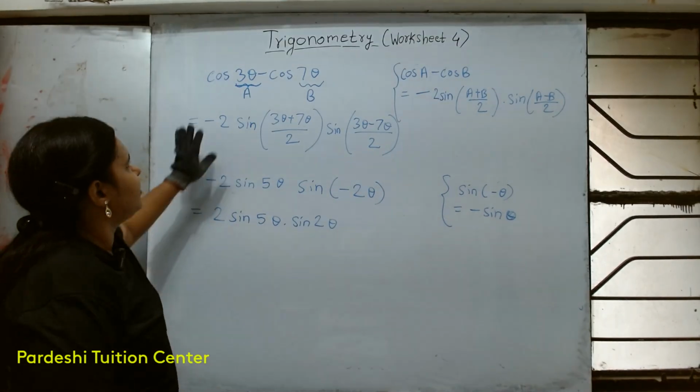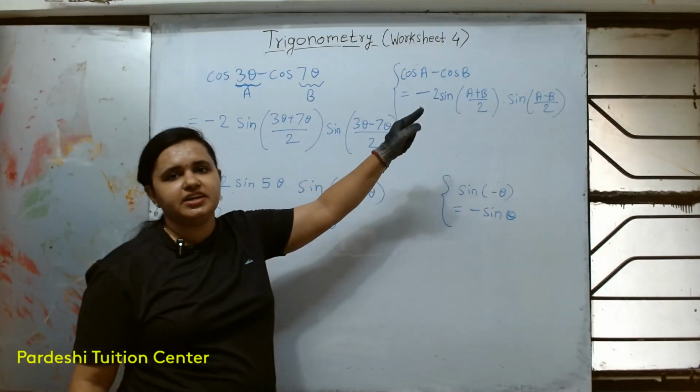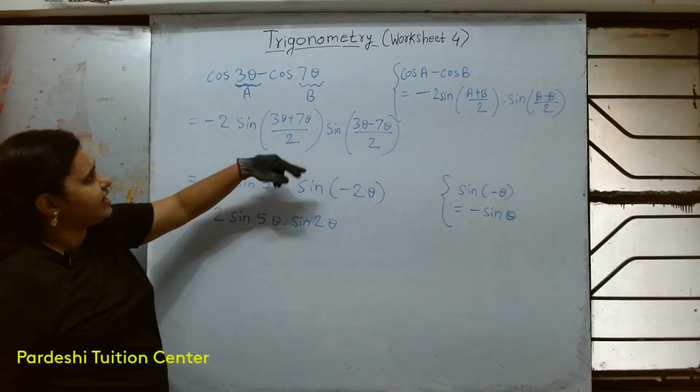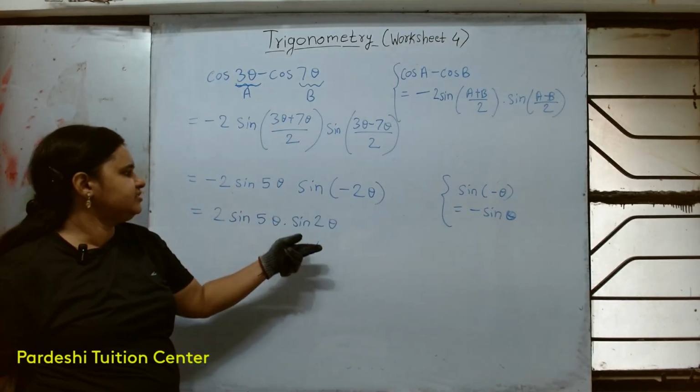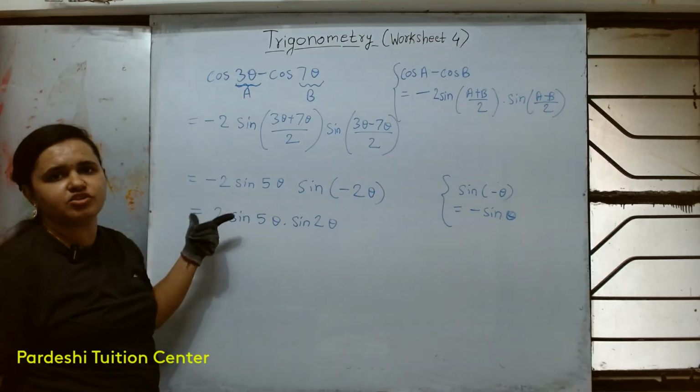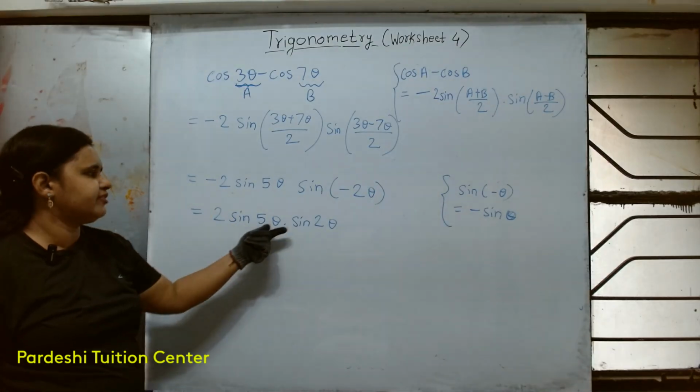Okay. So I have just applied the formula for cos A minus cos B and put in the values of A and B and solved. Sin of minus theta is minus sin theta and minus got plus. So it is 2 sin 5 theta sin 2 theta.